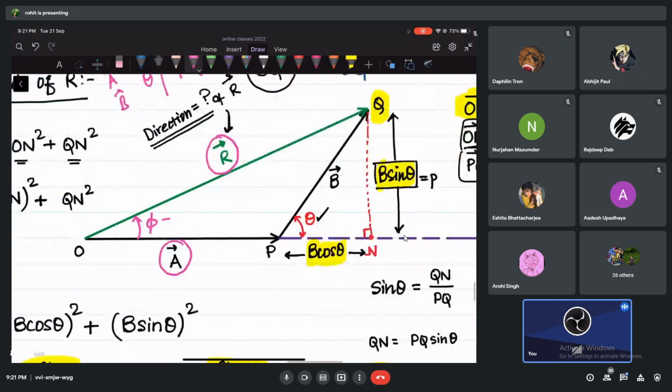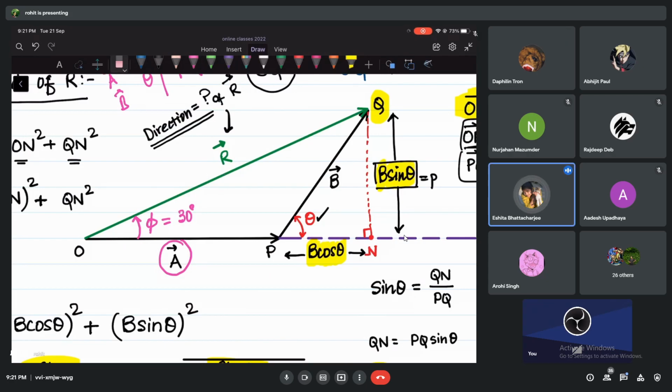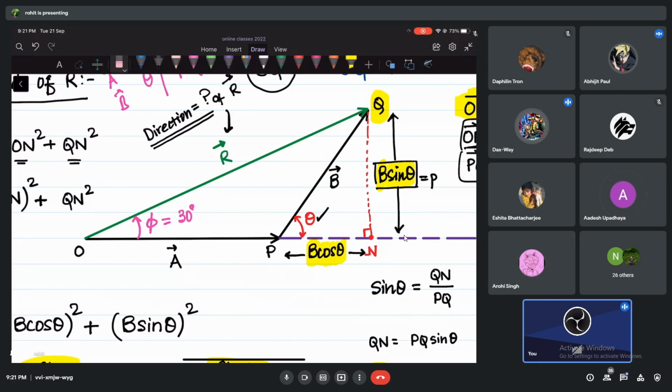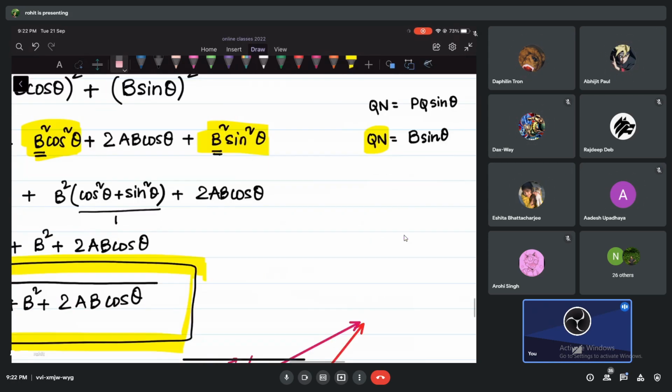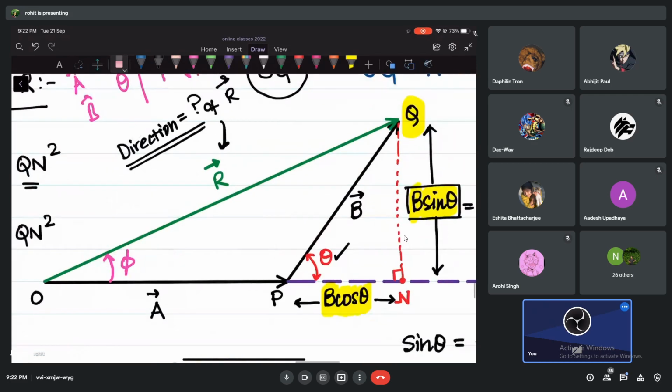Now think and tell me. If I somehow tell you that phi is 30 degrees, do I know the direction of R vector or not? Yes. It means the resultant vector makes 30 degrees with respect to which vector? A vector. And I told you at the beginning that we already know the direction of A vector, and somebody tells you that the resultant is 30 degrees from A vector. That means I know the resultant vector direction also, right? I just have to now show you how to calculate this phi. Is it clear, guys?